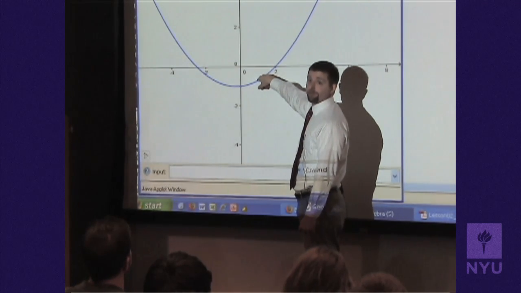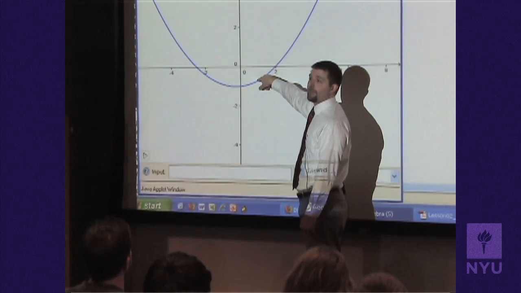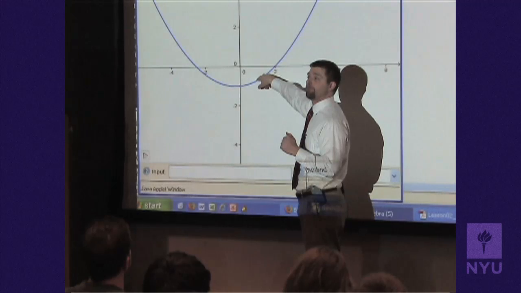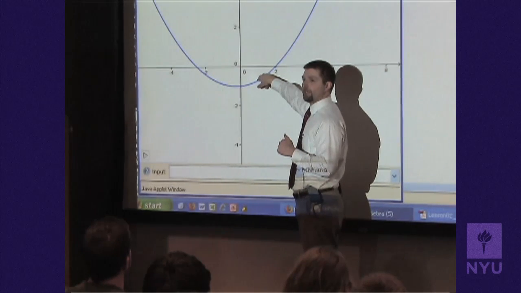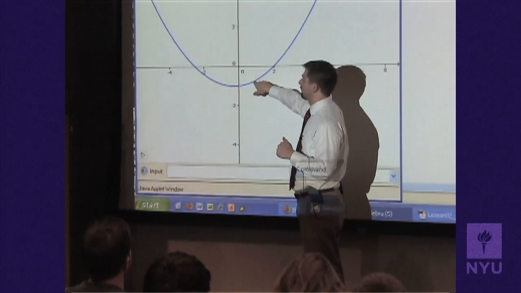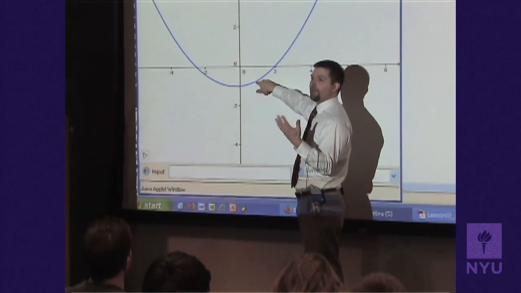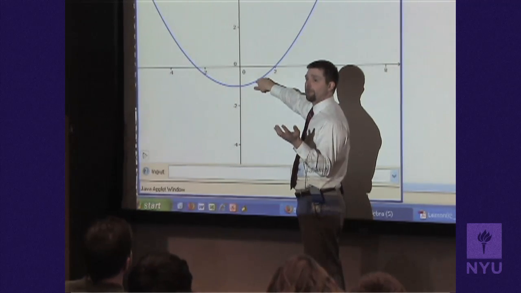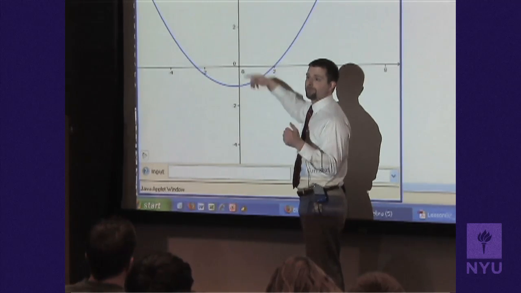It shifts, yeah? Which direction does it shift if I add something to the y-coordinate? Say I add 1 to the y-coordinate. It's going to shift vertically upward, right? Whatever this point is, I change its y-coordinate by 1, which means it goes 1 upwards.